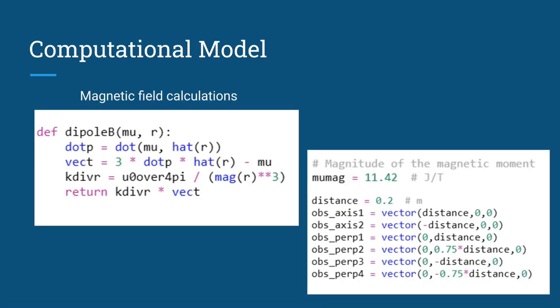Here are some screenshots from my GlowScript code. The one on the left has the magnetic field calculations. This is derived from the Biot-Savart law formula, which I then translated into code. And then on the right, I have all of our initial conditions and the average perpendicular from my experiment.